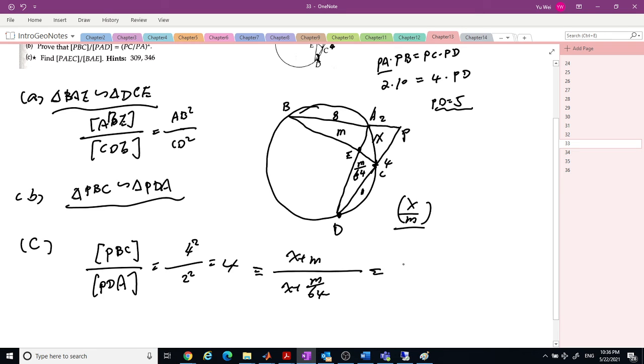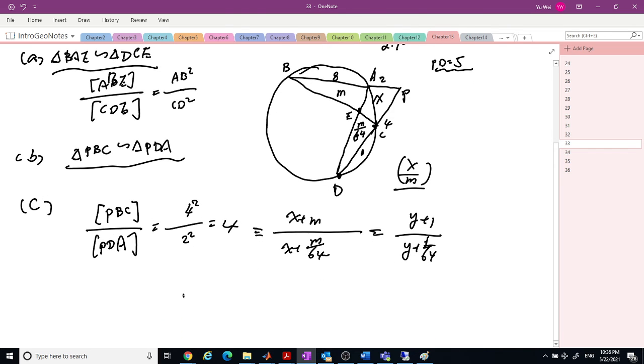So X over M is Y plus 1. Let's divide by M here, right? Divide by M is Y plus 1 over 64. Okay, so now we can solve the Y. After you solve, the Y is 5 over 16.